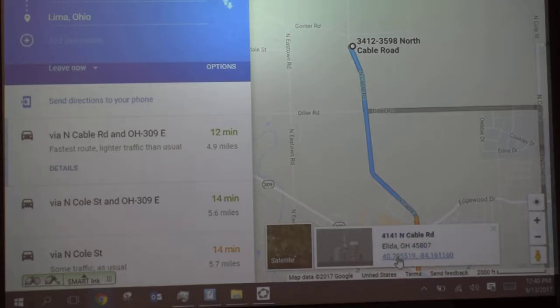All right, you see down here where it gives me like 40.795519 and negative 84.161160. Okay, those are your locations via longitude and latitude, right?